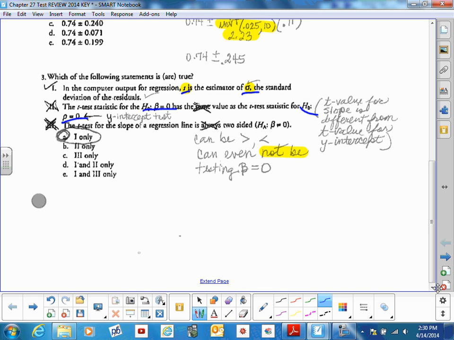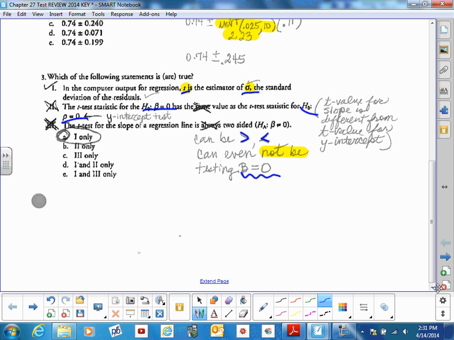Okay, statement number 3. The t-test for the slope of a regression line is always 2-sided. No, not necessarily. It can be 1-sided. It can be a greater than. It could be a less than. It could not even necessarily be a test for beta being 0. Beta equaling 0 is testing linear regression to see if there's a linear relationship. You could have a situation where you go into a business and it says, we know there's a linear relationship, we have evidence of that, we've seen it over the years, we think the slope's about 6, but we have done some marketing and we wonder if the slope's now increased.